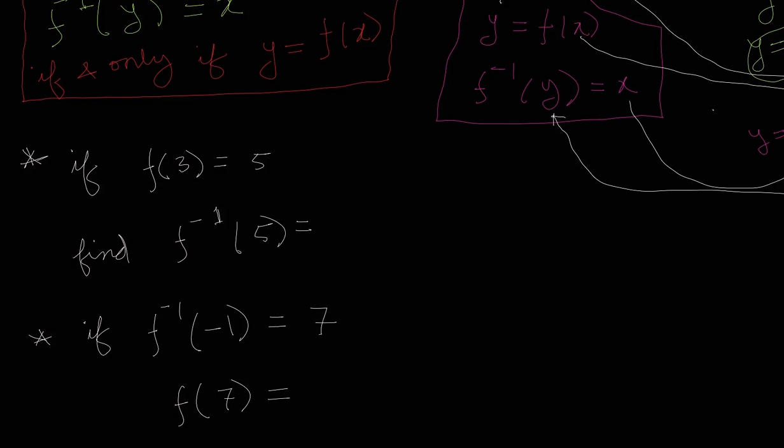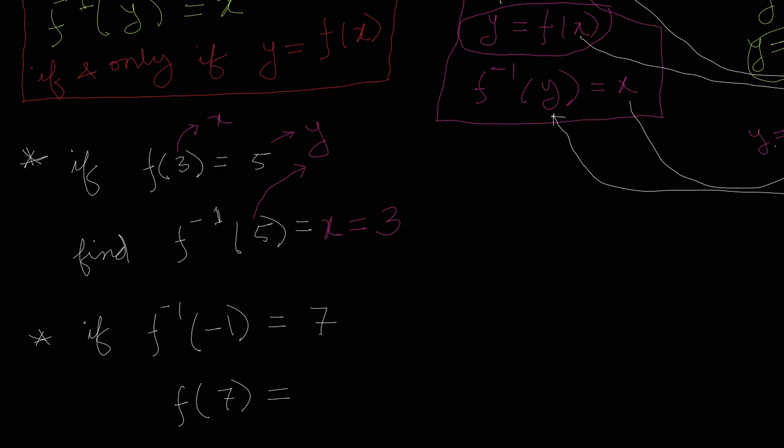Now let us try to use our theory. In this case, 5 is my y and 3 is my x. So I have y equals f of x. So what can I write? f inverse of y equals x. So f inverse of y is going to be equal to x, and in this case x is equal to 3. So that's the answer.